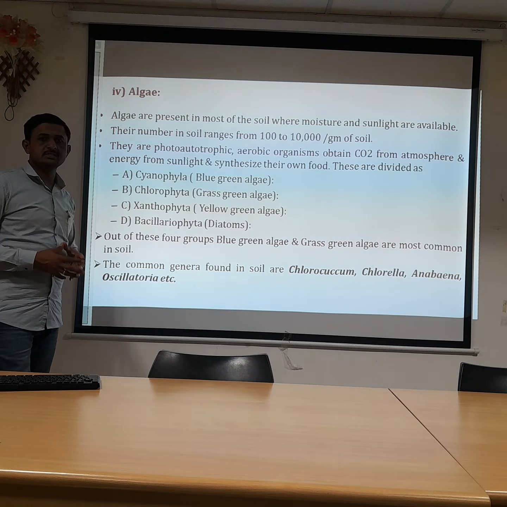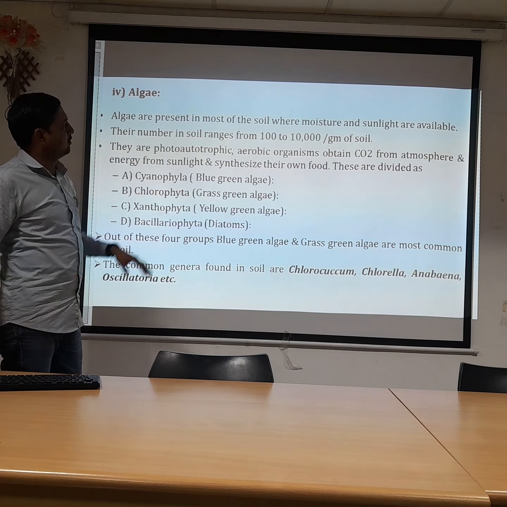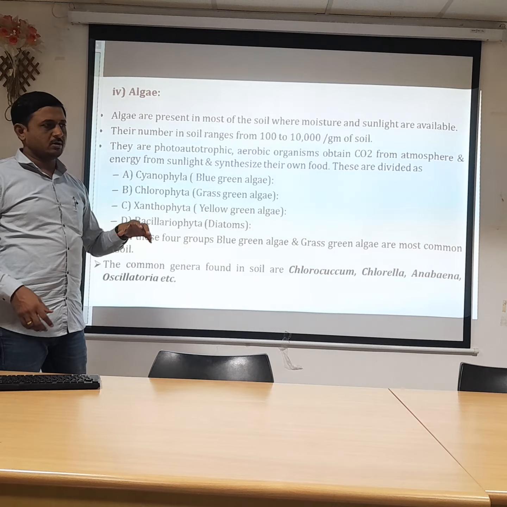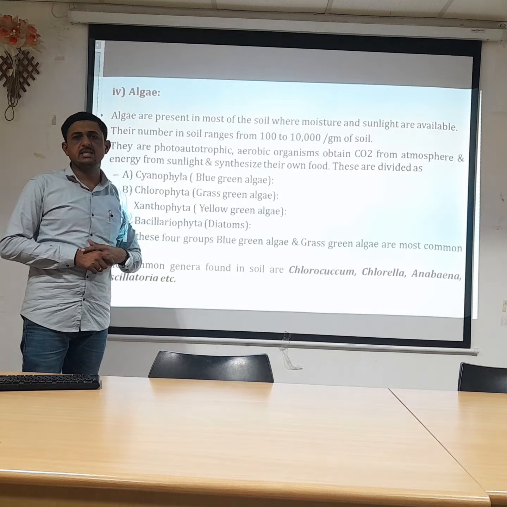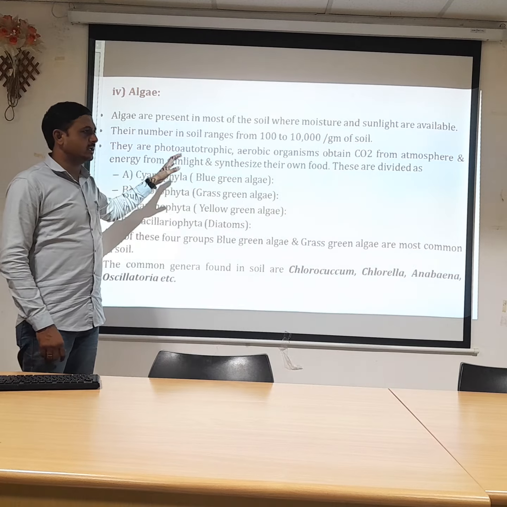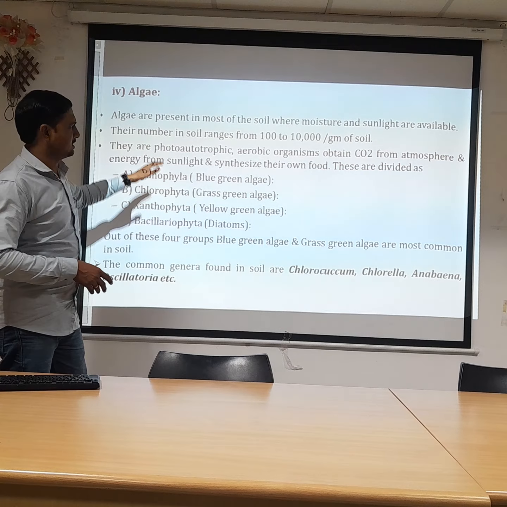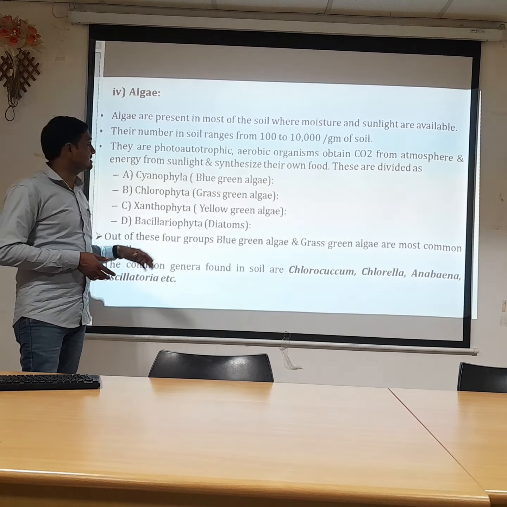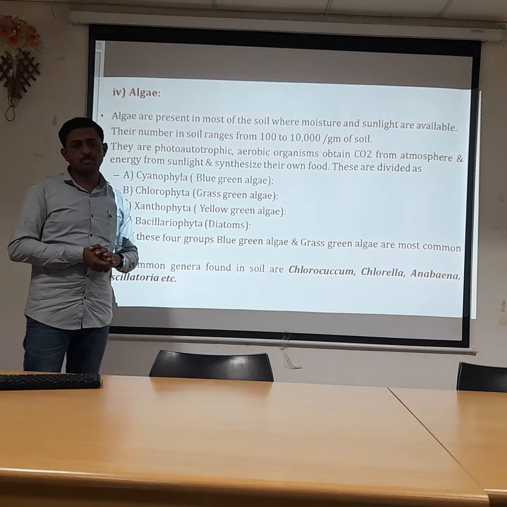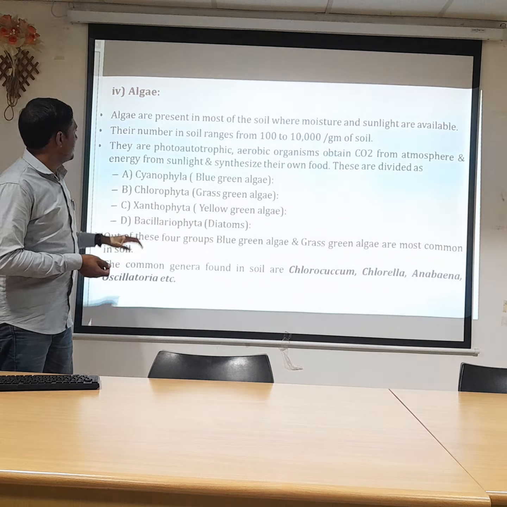Another group of microorganisms is algae. Algae are present in most soils where moisture and sunlight are available. They are phototrophic in nature and carry out the process of photosynthesis, so they normally grow where sunlight and moisture are present. Their number in soil ranges from 100 to 10,000 per gram of soil, so they are also abundantly present in the soil.